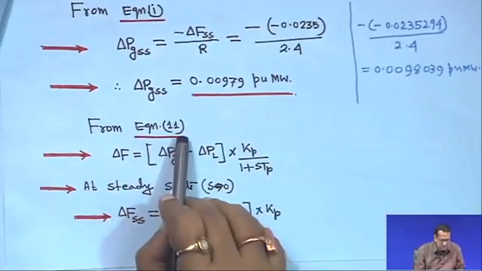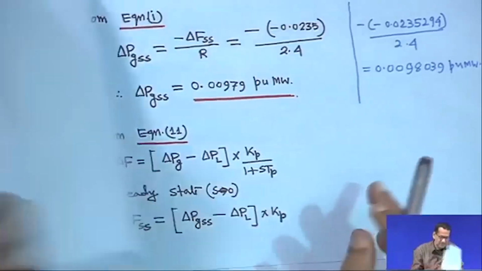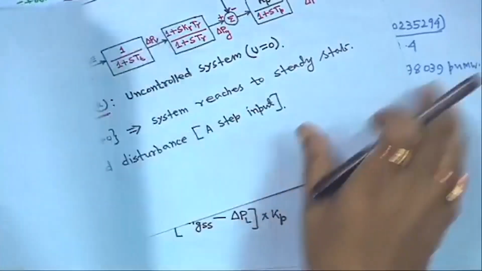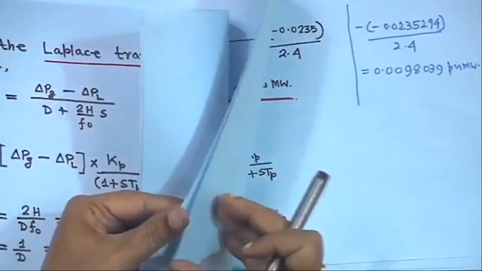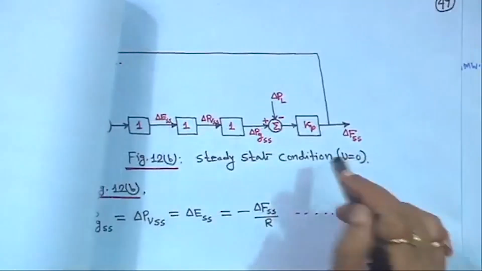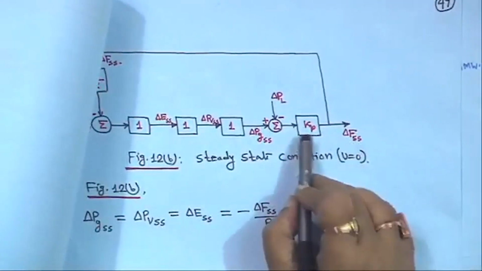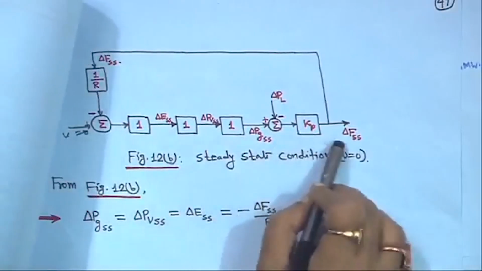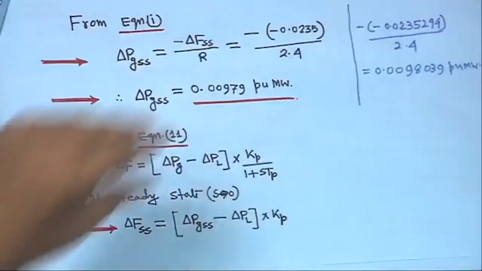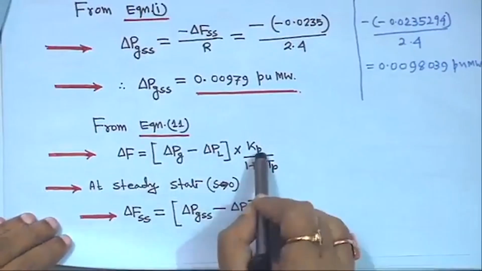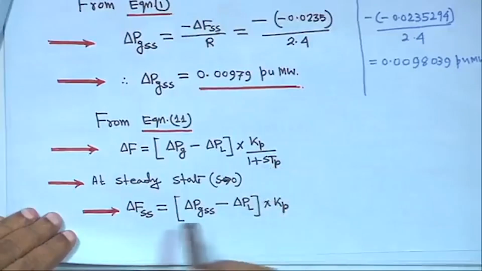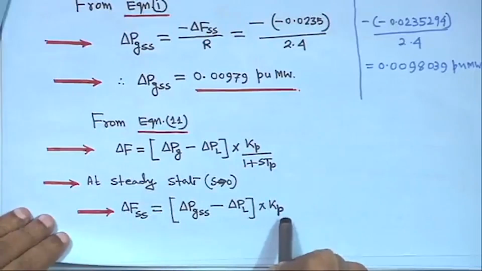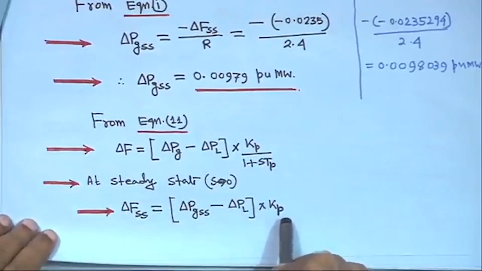So, again from this block diagram we can write the steady state equation. From this block diagram we can write delta FSS is equal to Kp into delta PGSS minus delta PL. This is from figure 12b. From this block diagram only we can write, rather than equation 11, directly you can write this equation, which comes when s tends to 0, right. So, delta FSS is equal to delta PGSS minus delta PL into Kp. This is from figure 12b, that steady state diagram, right.